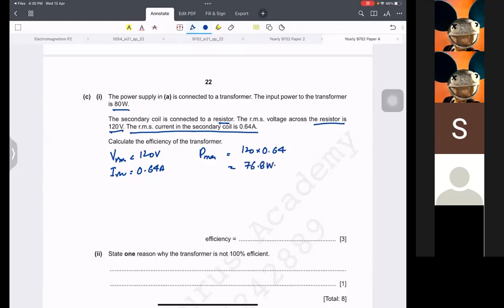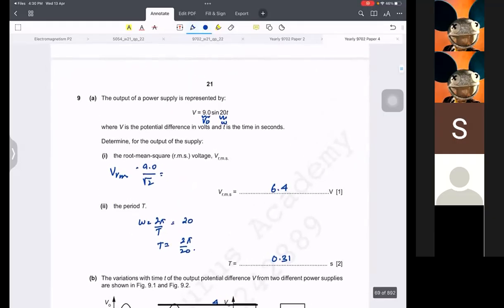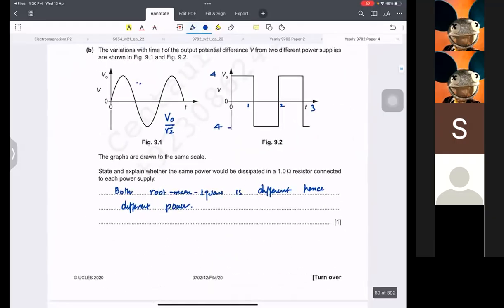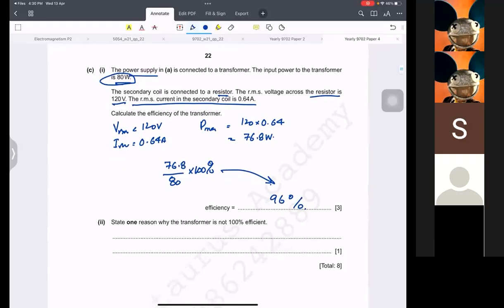This is the power. He said, the power supply we have given is the input power. Now I don't know if this is the... Okay, fine. This has to be the mean power. So 76 in output divided by input multiplied by 100%. That gives 96, or 0.96. Okay, so both are correct.